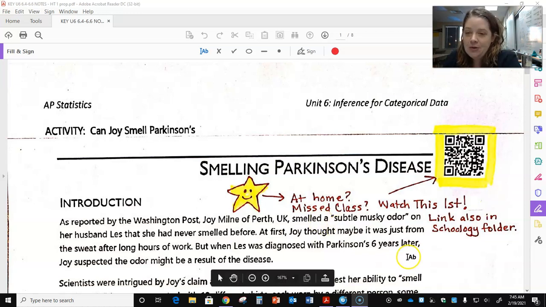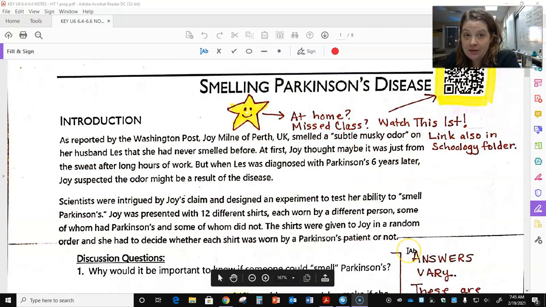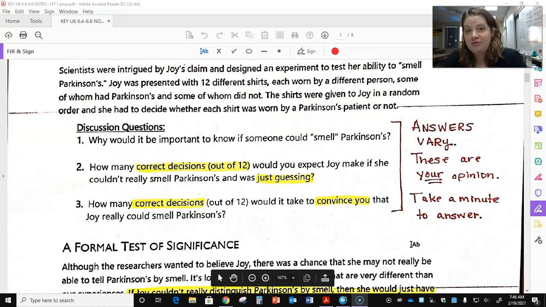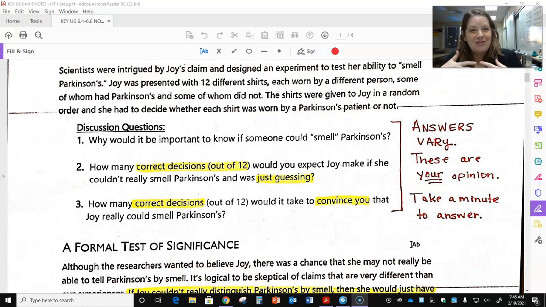This video is about Joy Milne, and Joy believes that she can smell Parkinson's disease, so they decide to set up a test for that. A couple of things we want to think about is why it would be important if someone could smell Parkinson's disease. In the video, they talk about early diagnostics and being able to use the idea of a chemical change in the body to help out.